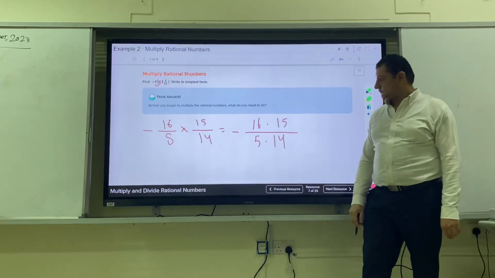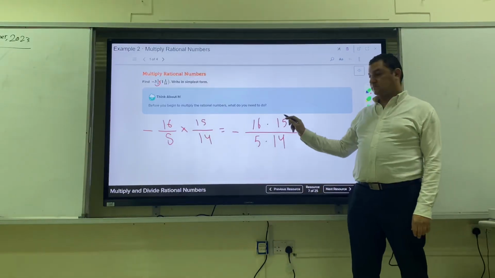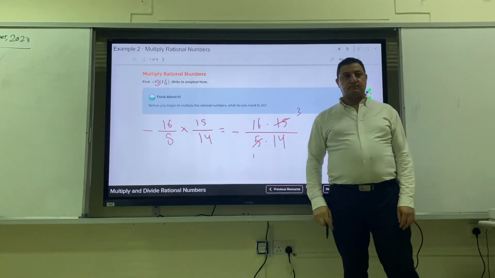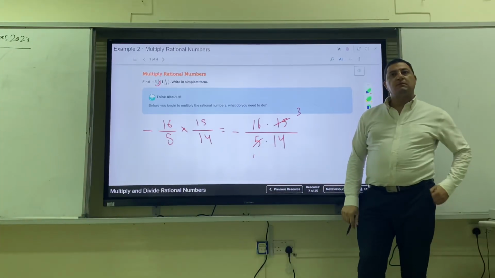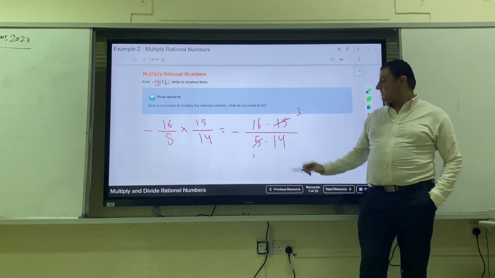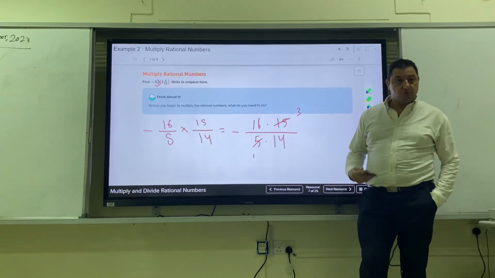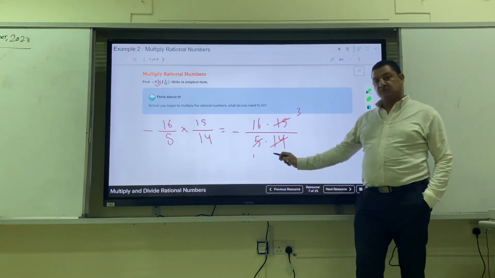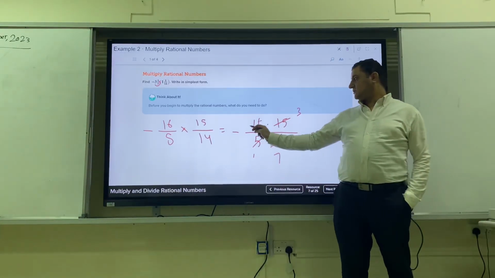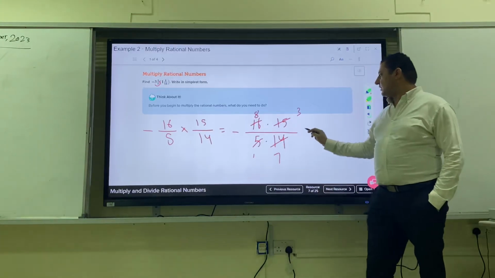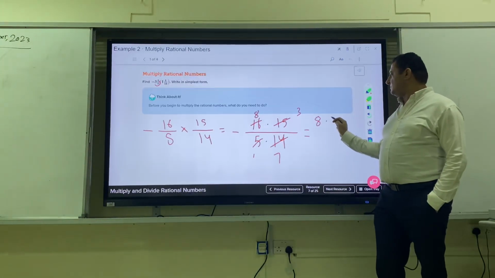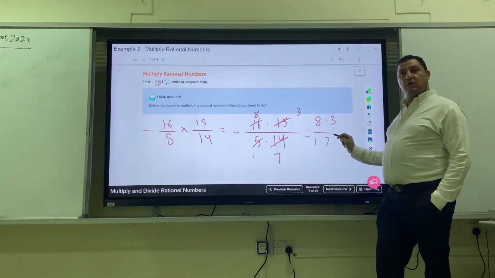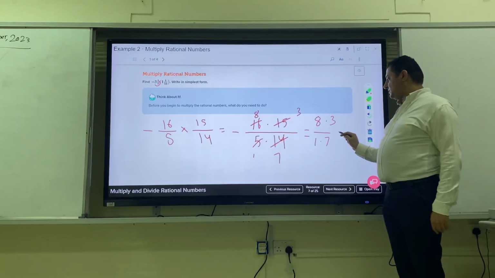Simplify. 15 divided by 5 equals 3, so this is 3 and this is 1. 16 and 14 are even numbers, so both are divisible by 2. How many 2s in 14? 7. And how many 2s in 16? 8. So the question comes to 8 times 3 over 7.